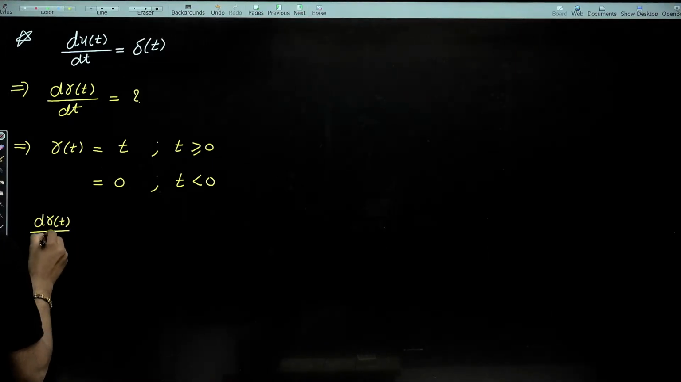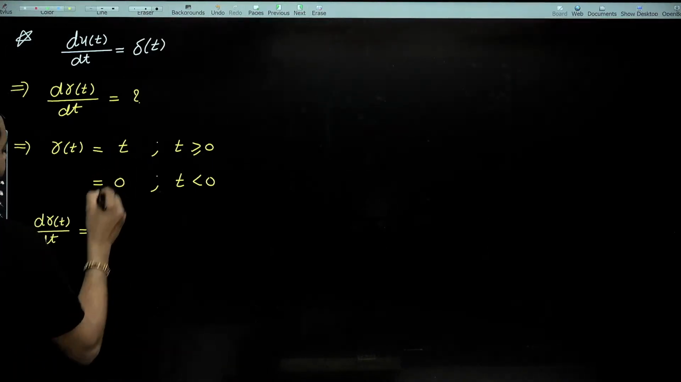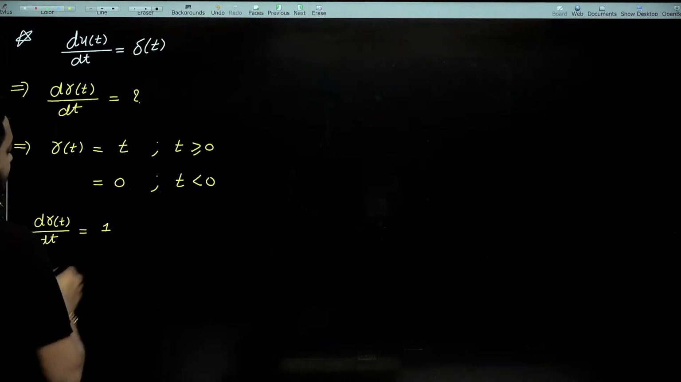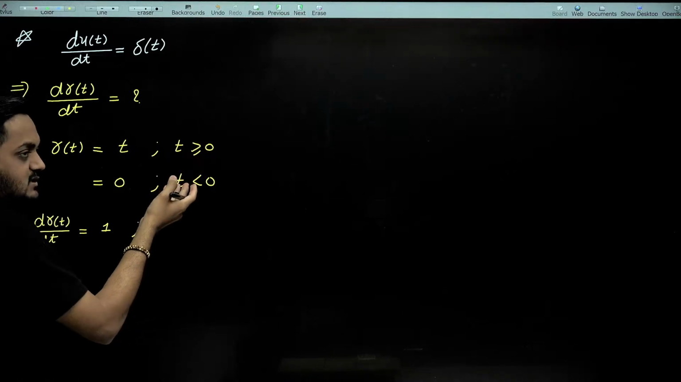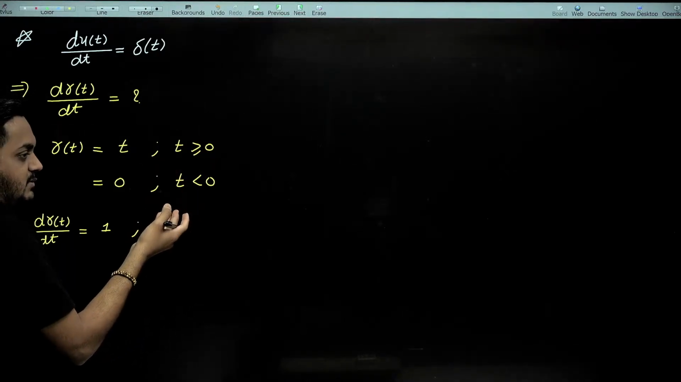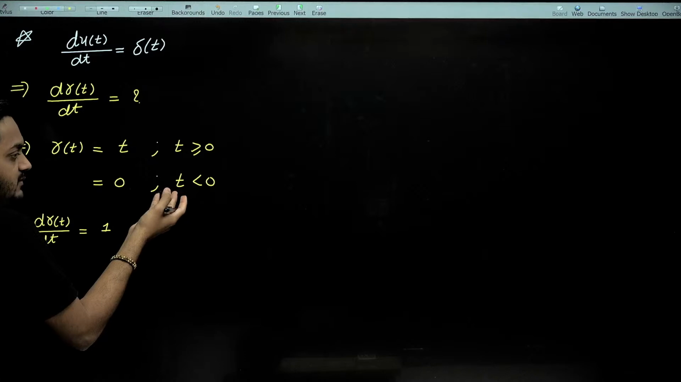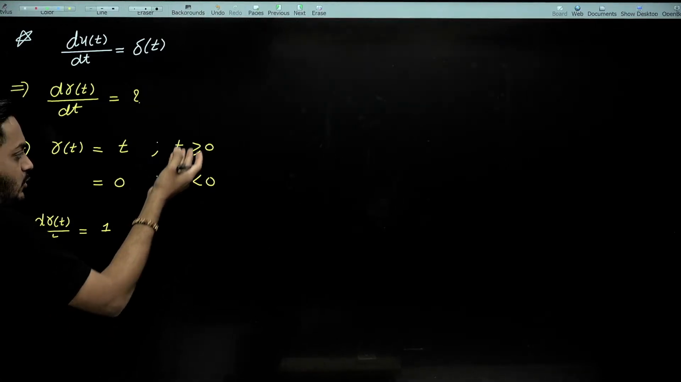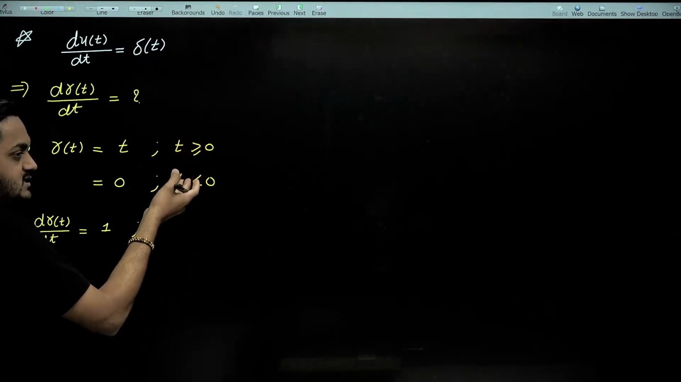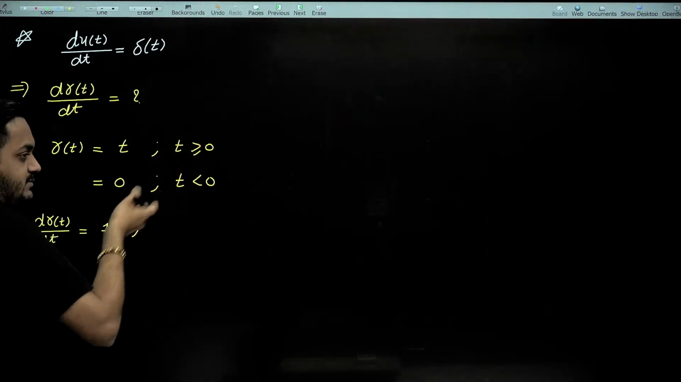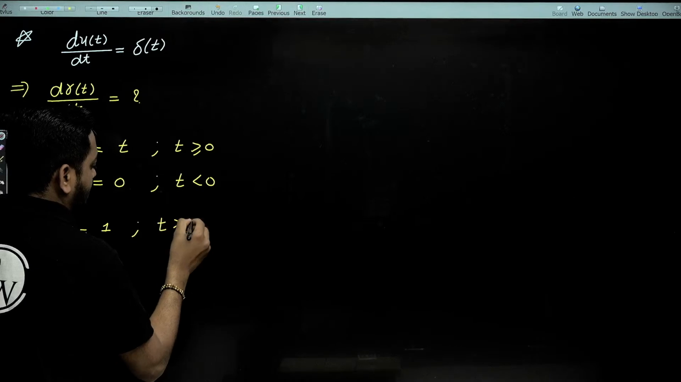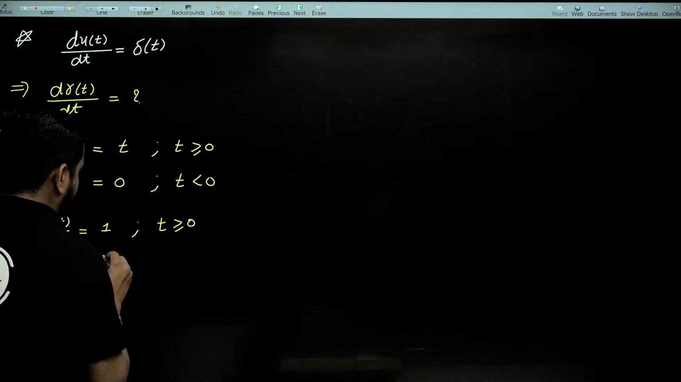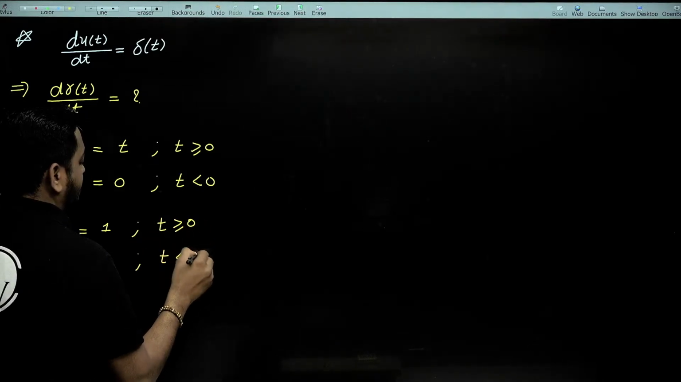If we do the differentiation with respect to t, the differentiation of t is 1, and this is the limit here. Don't apply differentiation here, guys. Remember this thing. Don't apply differentiation here, because this is the x-axis parameter, the independent variable. So here it is 1 for t greater than 0, and it is 0 for t less than 0.